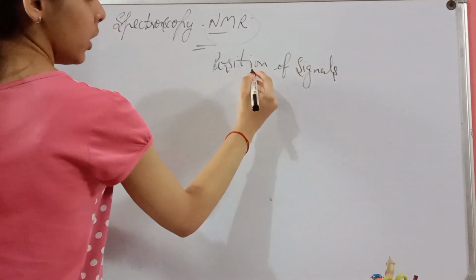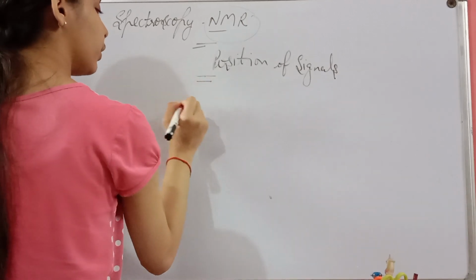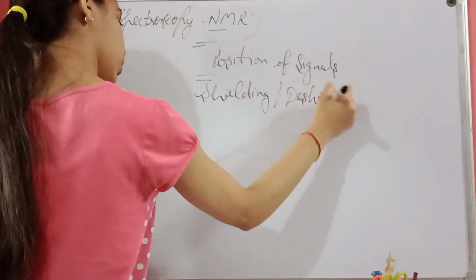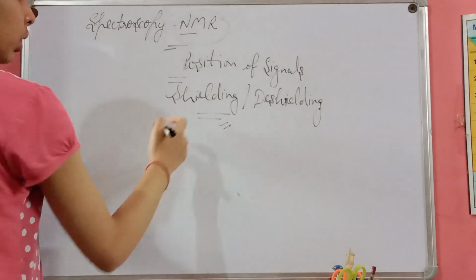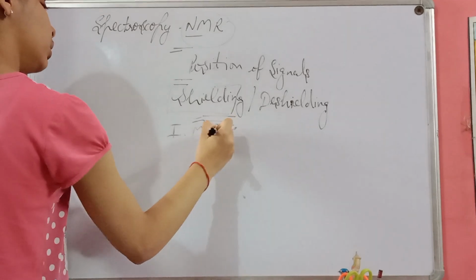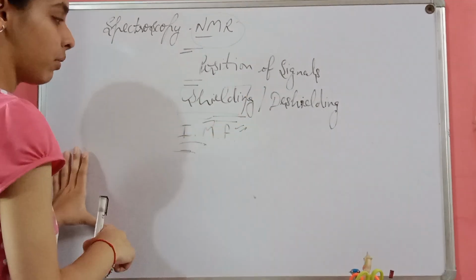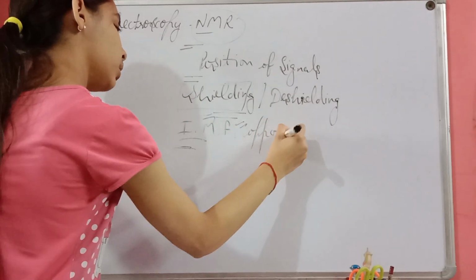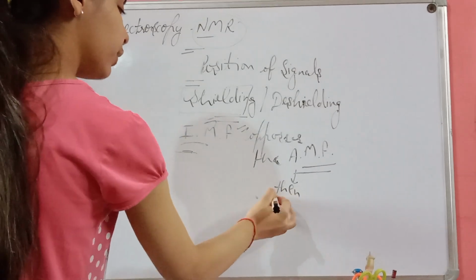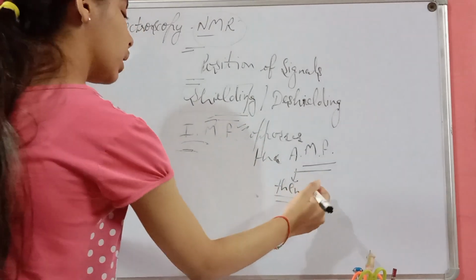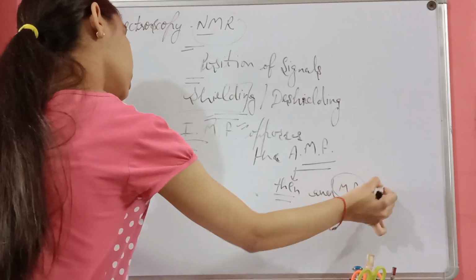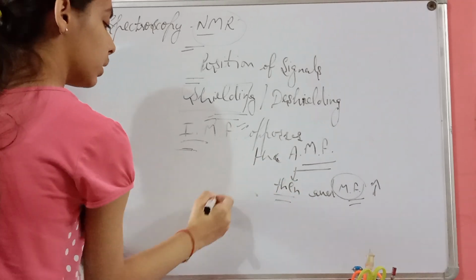In a PMR spectrum, the position of the signal varies with the phenomenon known as shielding or de-shielding. In the process of shielding, when the induced magnetic field opposes the applied magnetic field, then the actual field acting on the proton decreases, and hence more magnetic field will be required. Hence the PMR spectrum shifts upward, that is upfield.